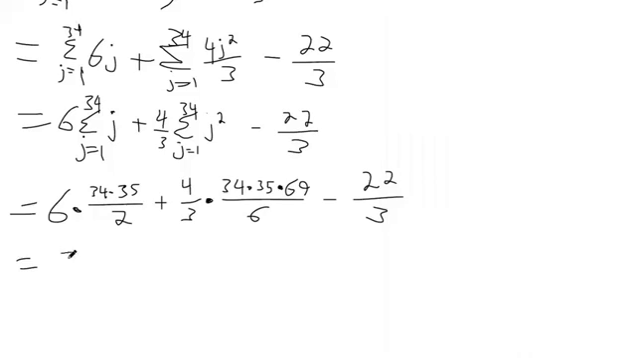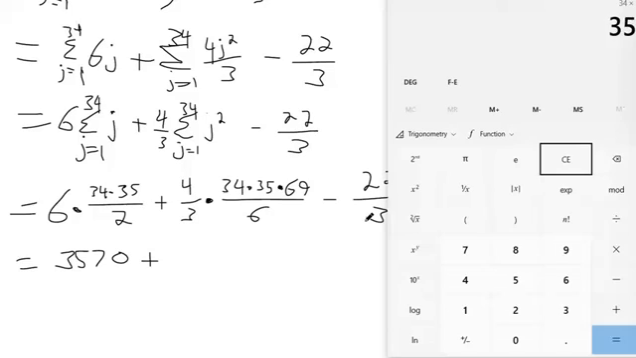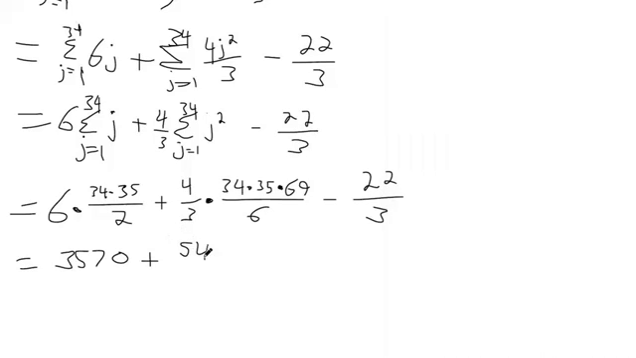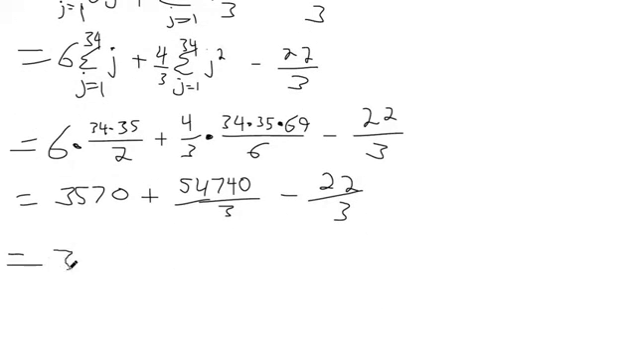So 3570 for this term. 34 times 35 times 69 divided by 6 times 4 divided by 3. Let me just do 34 times 35 times 69, divide that by 6. The formula part should always come out to an integer. So I'm multiplying that to the numerator, so that's 54740. And we weren't able to make it come out to an integer when we divide that, so we'll leave that as a fraction. Okay, but luckily these already have common denominators, so we can subtract those numerators.